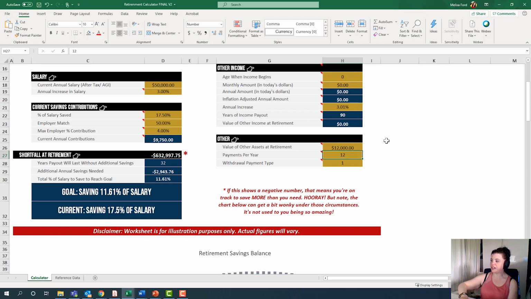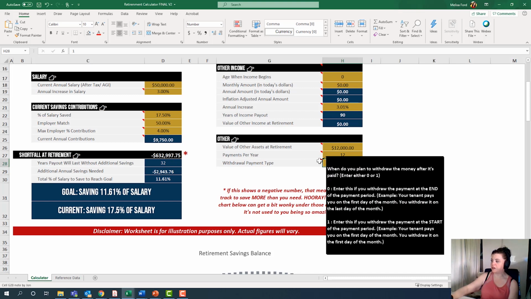You would say that you're getting 12 payments per year. And the withdrawal payment type, remember, we can always hover over this number, is whether you plan to withdraw the money at the beginning or the end of the month. You enter 0 if you're planning to withdraw the money at the end of the month, and you enter 1 if you plan to withdraw at the start of the month.